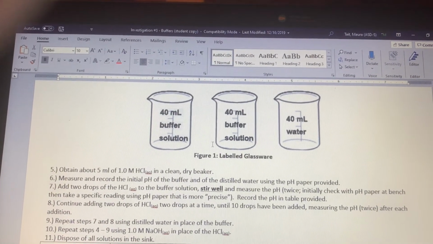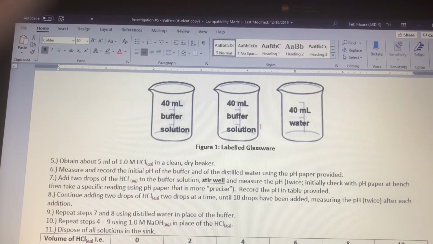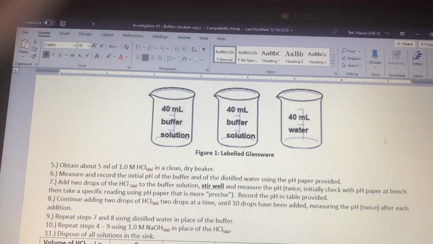Now, I did not show you the entire lab because I worried you would have fallen asleep. So I show you what happens initially after quite a few drops.